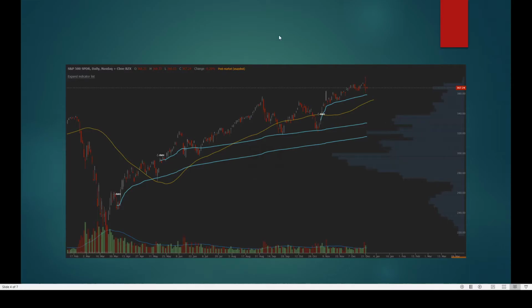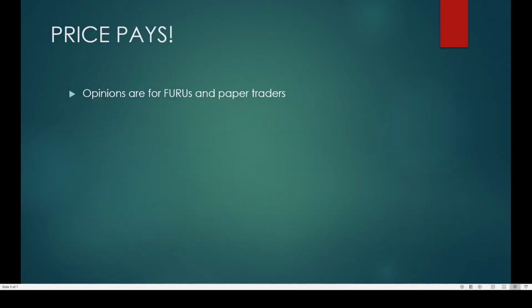The point is, guys, it's very simple. It's a moving average and a couple indicators, and volume. Simple is better in trading. Price pays. Opinions are for gurus and paper traders. That's a fake guru and a paper trader, someone that trades fake money.